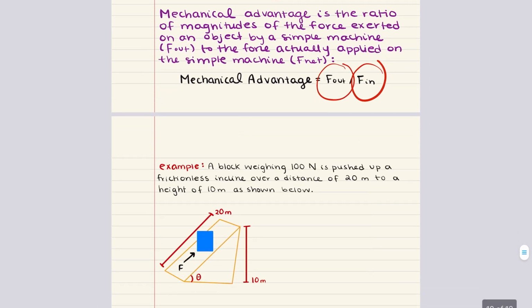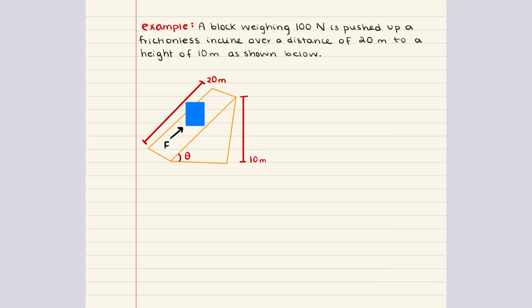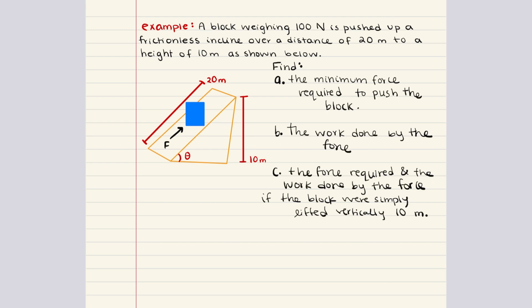Now, keeping all this in mind, let's go ahead and tackle an example problem. This example says a block weighing 100 newtons is pushed up a frictionless incline over a distance of 20 meters to a height of 10 meters as shown below. Find A, the minimum force required to push the block, B, the work done by the force, and then C, the force required and the work done by the force if the block were simply lifted vertically 10 meters.